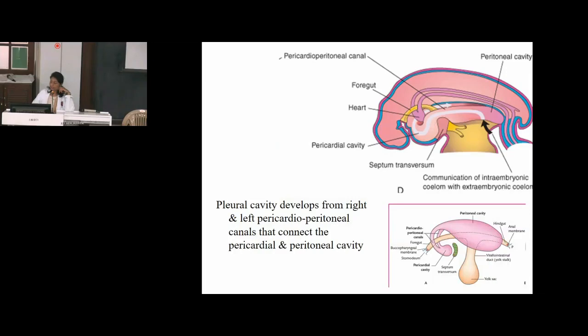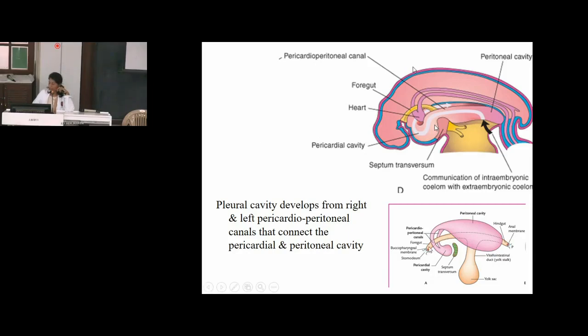Now we'll see the pleural cavities, how they develop. Here we can see the fetus viewed from the lateral aspect. Here we can see the forebrain vesicle which is developing. This is the pericardial cavity. From the pericardial cavity, it communicates with the peritoneal cavity. This canal is named the pericardio-peritoneal canal, right? There are two, right and left pericardio-peritoneal canals. In the schematic picture below, we can see it passing on either side of the foregut, right?